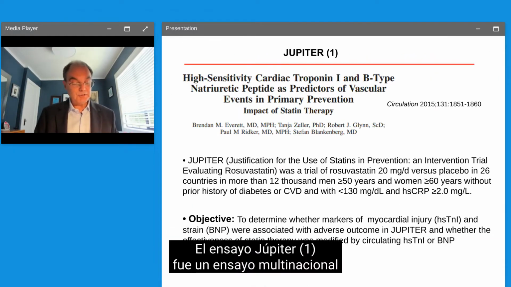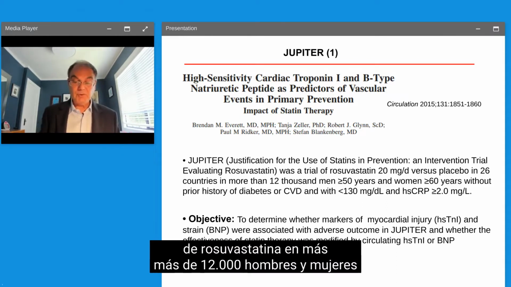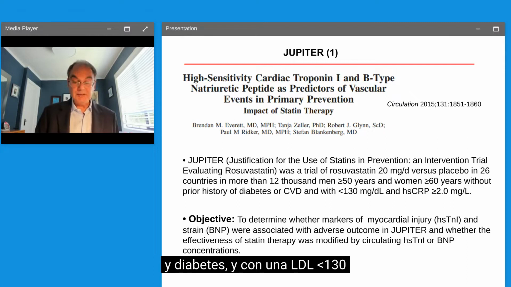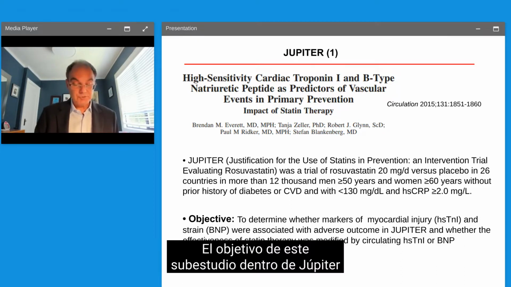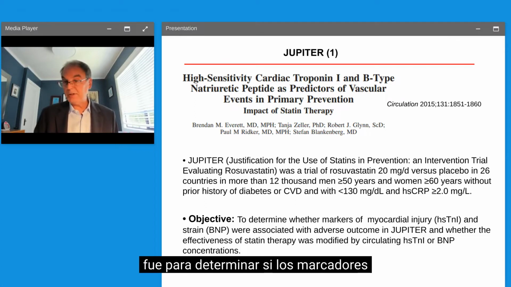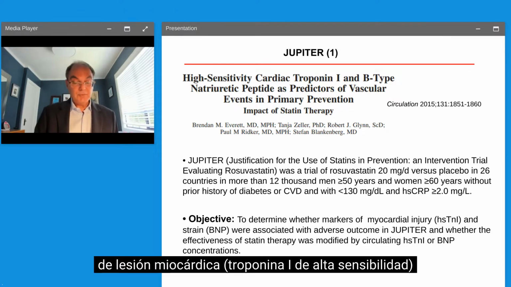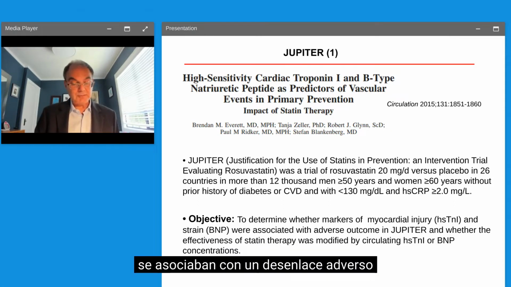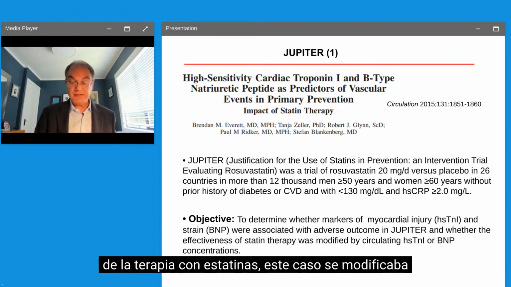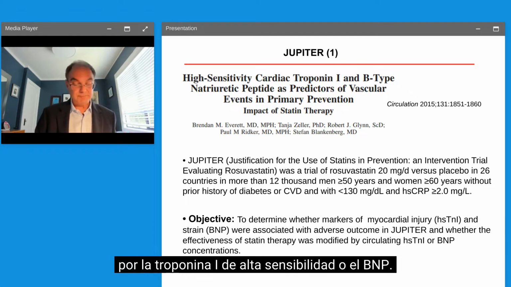The JUPITER trial was a multinational trial of rosuvastatin in more than 12,000 men and women who were free of cardiovascular disease and diabetes, and with an LDL under 130 and CRP greater than or equal to 2. The objective of this sub-study within JUPITER was to determine whether markers of myocardial injury, high-sensitivity troponin I, or myocardial strain, B-type natriuretic peptide, were associated with adverse outcome and whether the effectiveness of the intervention, statin therapy in this case, was modified by either high-sensitivity troponin I or BNP.